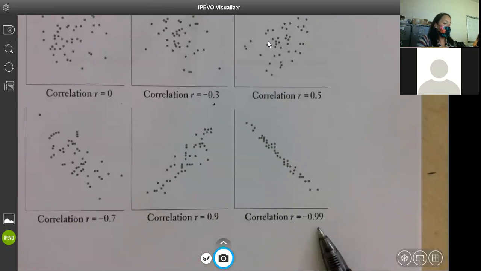Where are you getting the numbers from, like 0.99? They're already there. They're just giving you examples. Oh, okay. So I'll show you how to find them on your calculator. It's really simple.